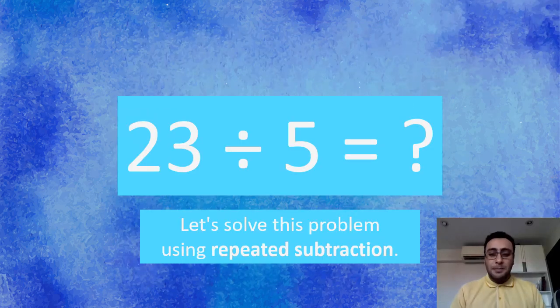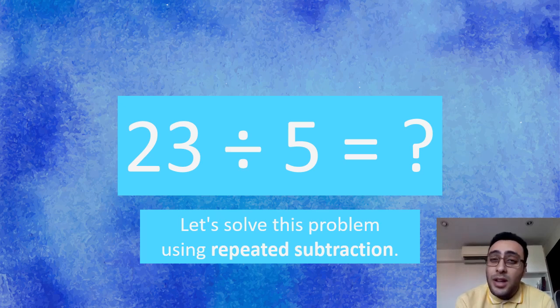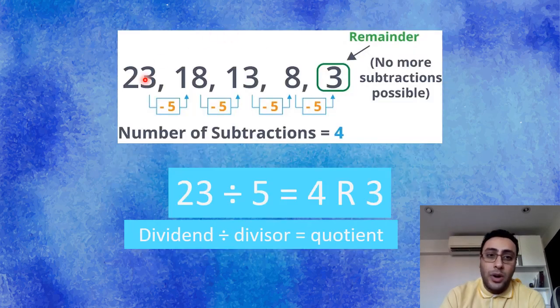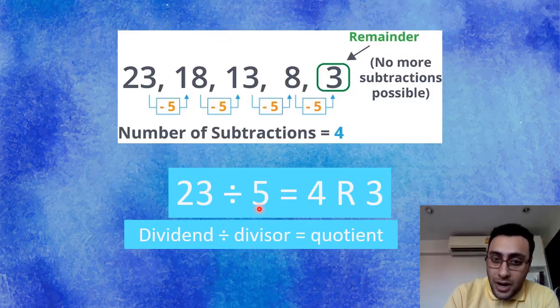23 divided by 5. What is it? Now, let's try a different way to do this one. As you know, division is very similar to subtraction. So let's see. 23 divided by 5, right? So let's say 23 minus 5, 18. Minus 5, 13. Minus 5, 8. Minus 5, 3. Can you do minus 5 again?